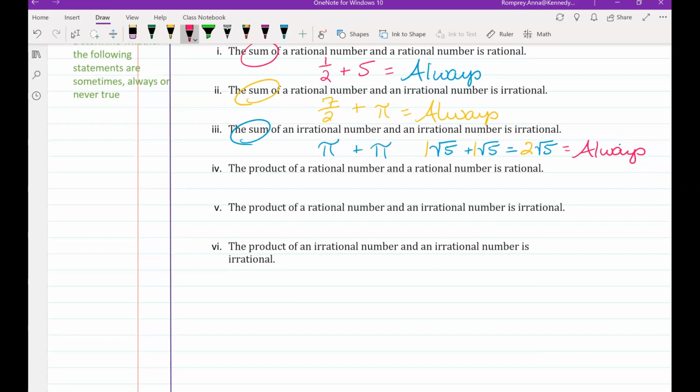All right, product. So now we're talking about multiplication. So the product of a rational number, 1/2, and another rational number is rational. Let's see. 1/2 times, let's find something that's not so pretty. Oh, what if we had one of those repeating decimals? Like 3.6 repeating.